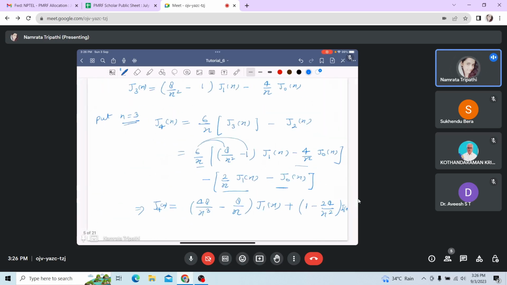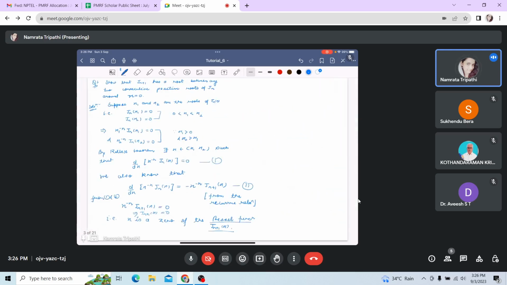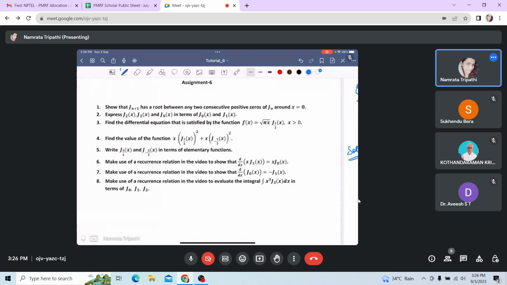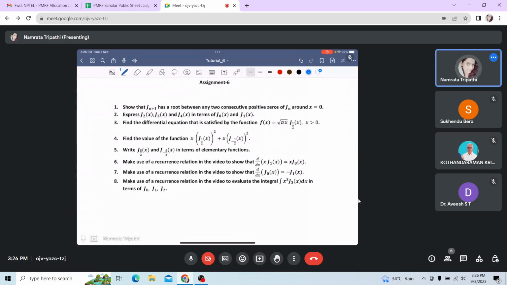Let's move to the next question. Question number 3. What is question number 3? Please try to solve. Find the differential equation that is satisfied by the function. We are given the function and we have to find the differential equation. Is the question clear? You can try. Okay, the function is given, so you have to find the differential equation.